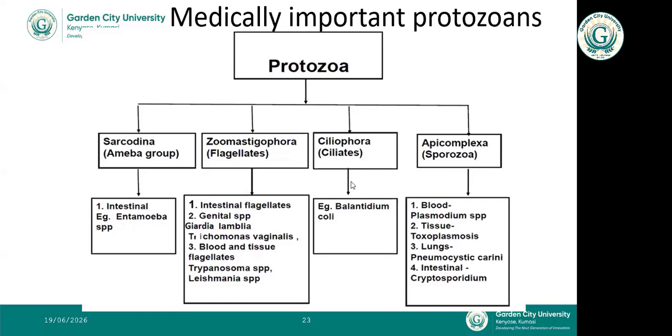For the ciliophorans, they also have cilia for movement. Example is the Balantidium coli. That can also infect the intestinal tract. The apicomplexan parasites or the sporozoans, they form the sporozoites, and these can infect the blood, tissues, and lungs like Pneumocystis carinii. Some can infect the intestinal tract like the Cryptosporidium that causes cryptosporidiosis. For malaria, they are under the apicomplexans, the Plasmodium parasites. So malaria is not caused by mosquitoes, but caused by Plasmodium parasites. They are rather transmitted by mosquitoes, the female Anopheles mosquito.